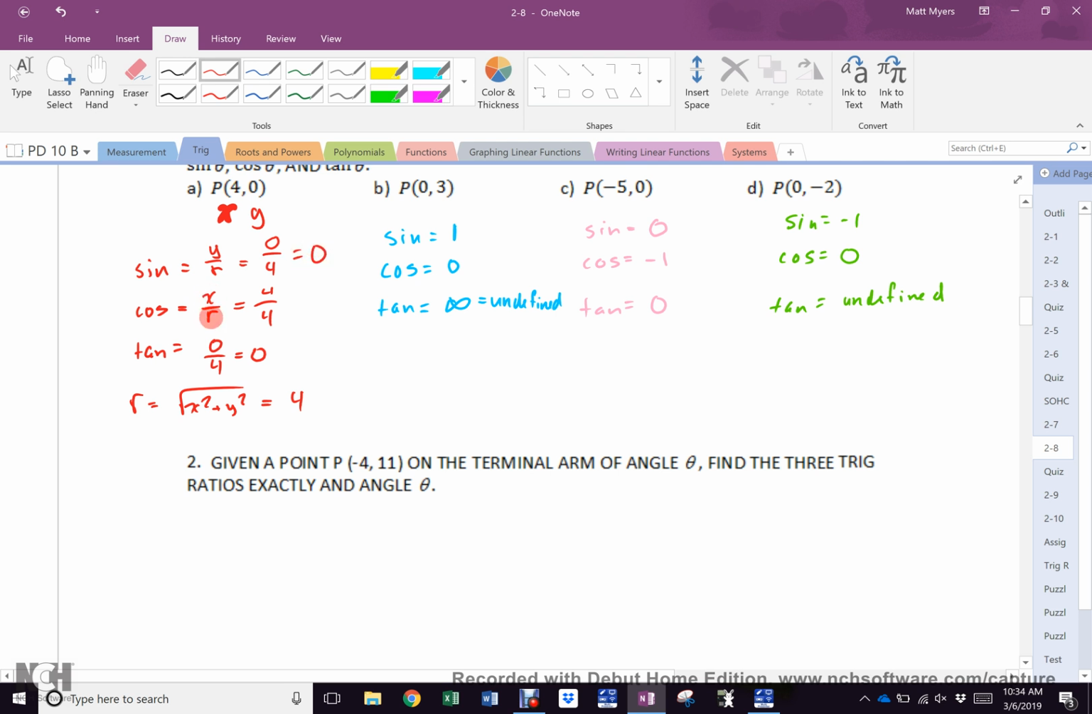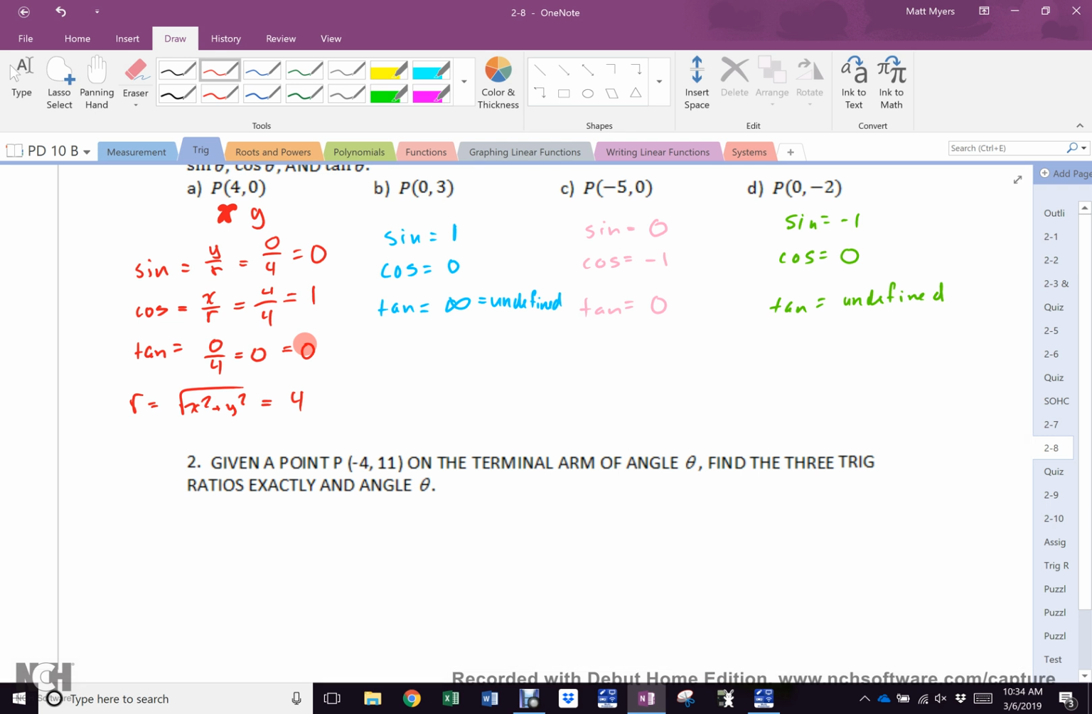Cos is x over r. You all said you understood that. What's x? 4. What's r? What's 4 divided by 4? 1. Tan is y over x. Y, 0. X, 4. 0 divided by 4 is 0. Everybody cool? Great. Look at the next one.